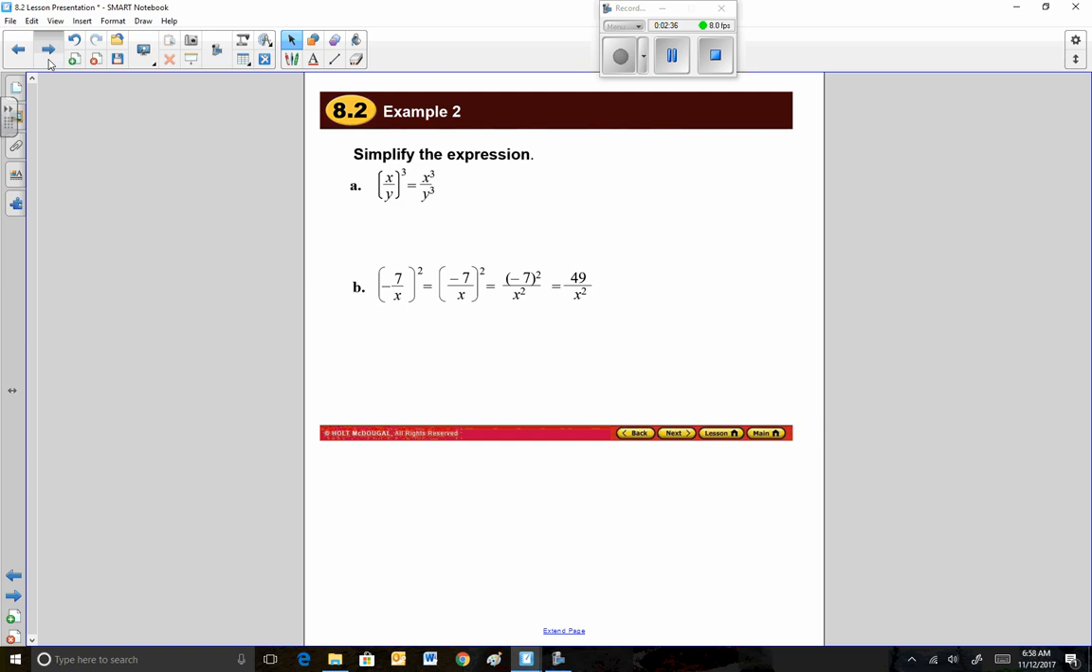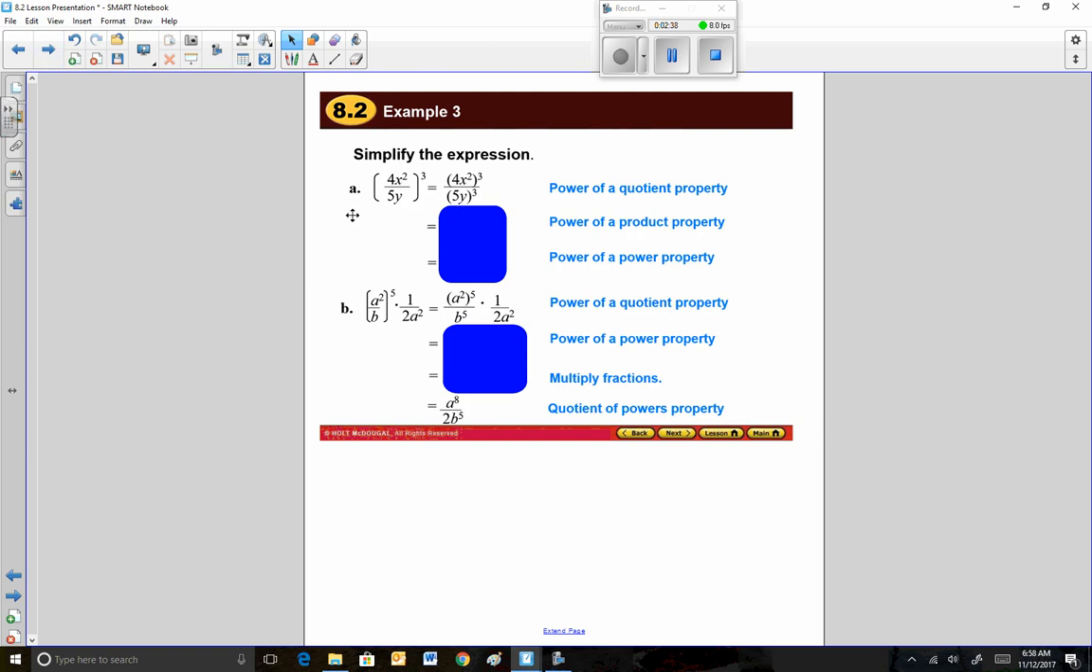All right. Here's another example. This looks really complicated. But basically, all we have to do is take everything inside here and raise it to the 3rd power. So we take 4 to the 3rd power, x to the 2nd to the 3rd power. When we do that, there you go. Then we have to take 5 to the 3rd power and y to the 3rd power. There you go. Now the numbers can be multiplied, so we should go ahead and do that.